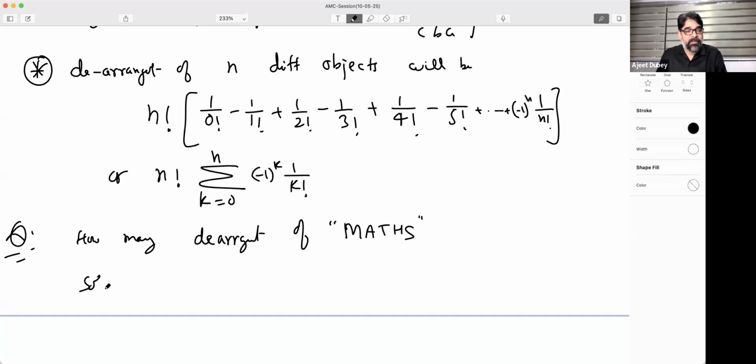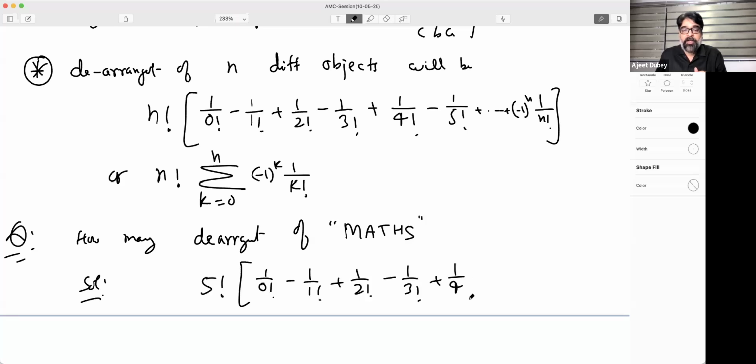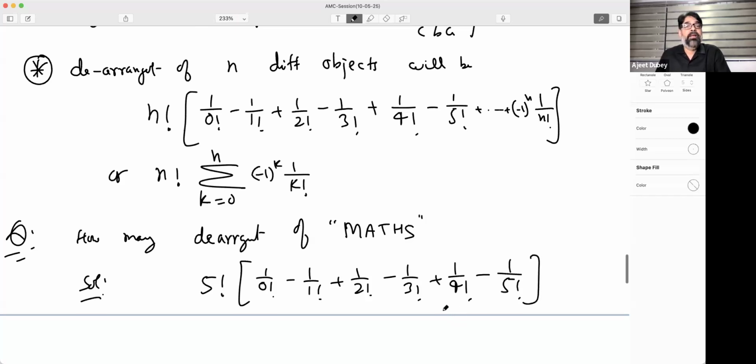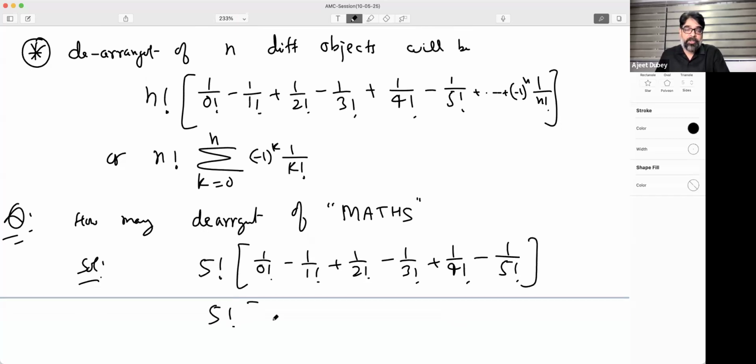So what will we say? Very simple. Since 5 objects are there, I will say 5 factorial into 1 by 0 factorial minus 1 by 1 factorial plus 1 by 2 factorial minus 1 by 3 factorial plus 1 by 4 factorial minus 1 by 5 factorial. You have to keep alternate signs like this. These two are the same because 0 factorial is 1 and 1 factorial is also 1, so they cancel. And 5 factorial I am sending inside.